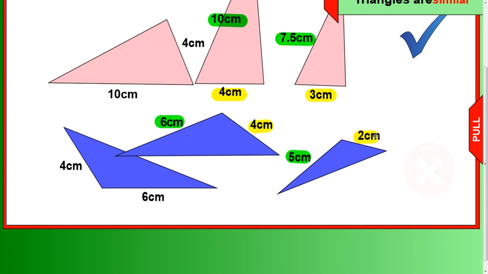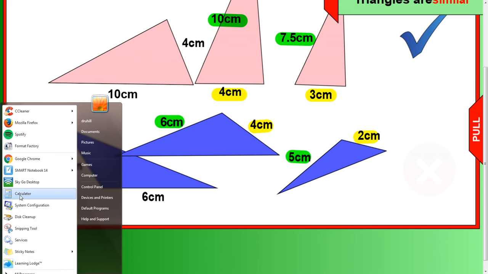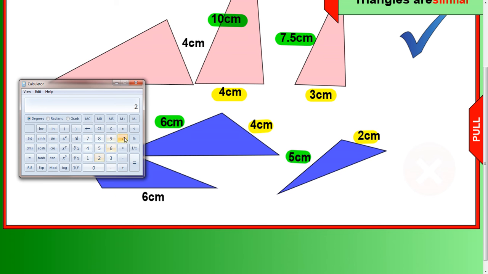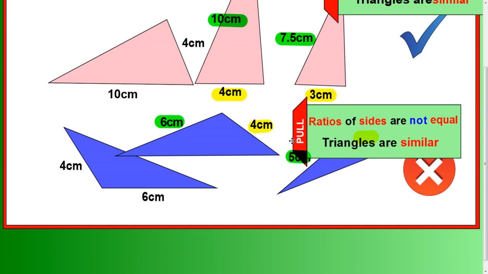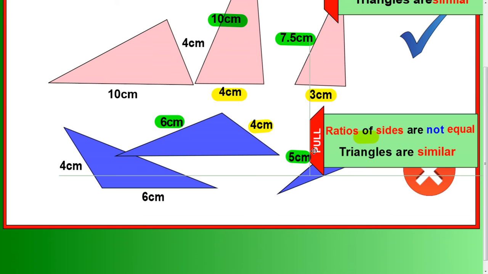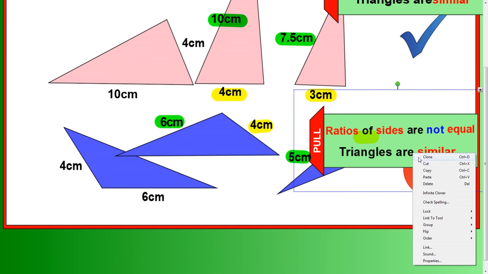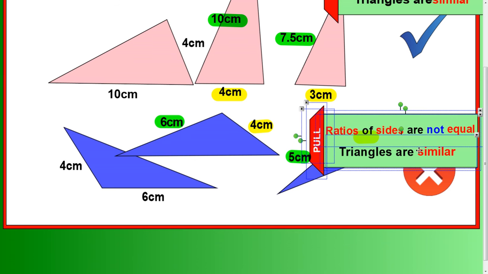So straight away here, if I'm doing the second shape divided by the first, 2 divided by 4, I know that's a half. I mean, you can try it in the calculator, but you should know that 2 over 4 is 0.5 or a half. And you should also know that 5 divided by 6 is not going to give us that, it's 0.8333. So this doesn't work. The ratio of the sides are not equal. The triangles, I'll just change that. Actually, it says are similar there. It should say are not similar.